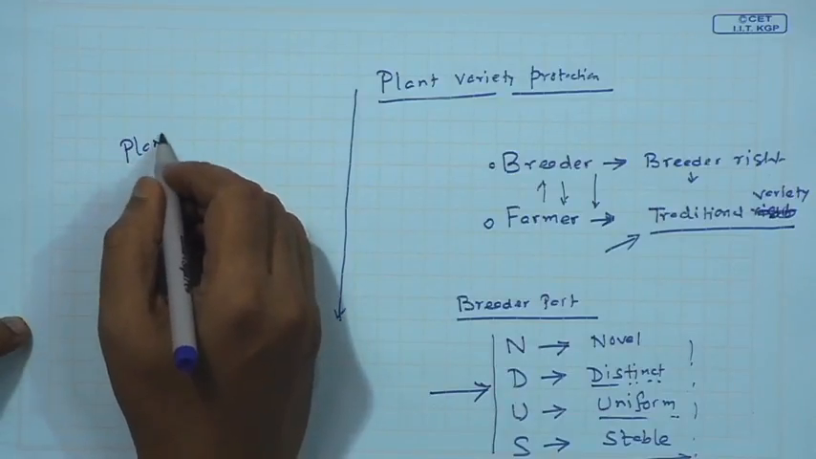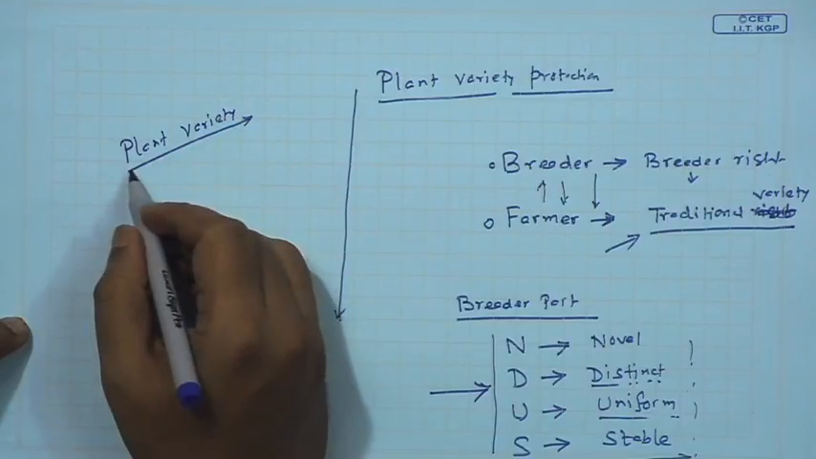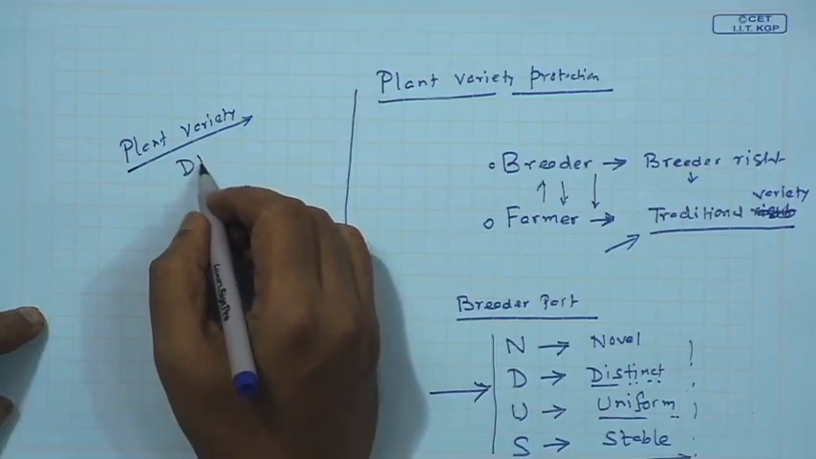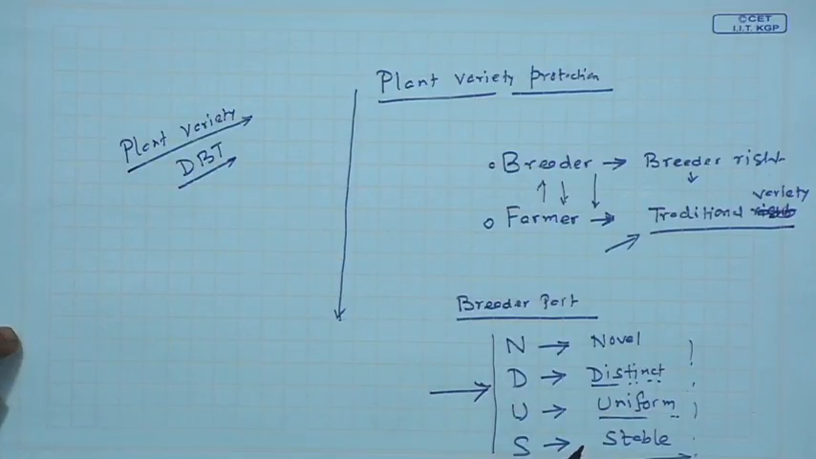So, there is a procedural requirement for registration of breeder varieties and also farmer varieties. In India, this form of IP will come under the Department of Biotechnology, that is DBT. Within that, Plant Variety Protection is coming.